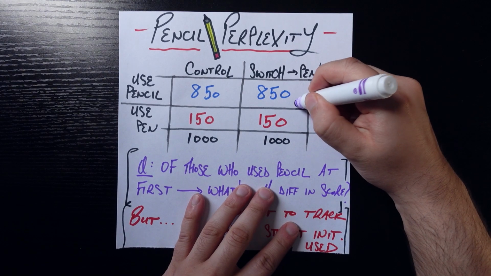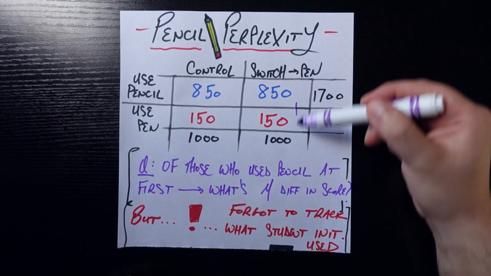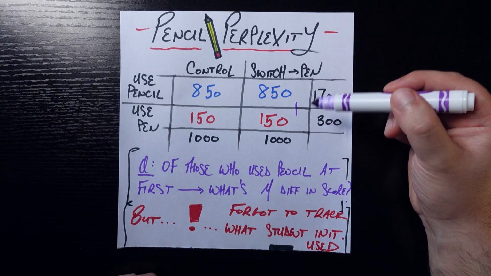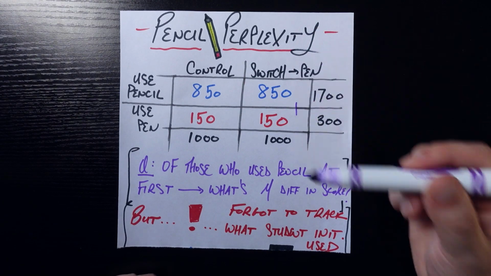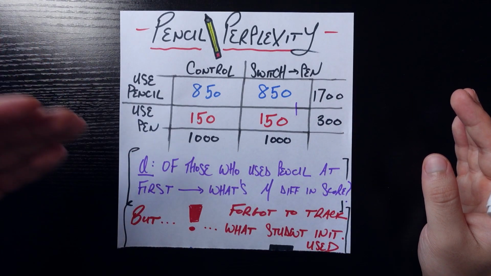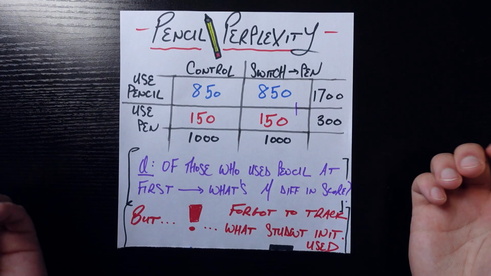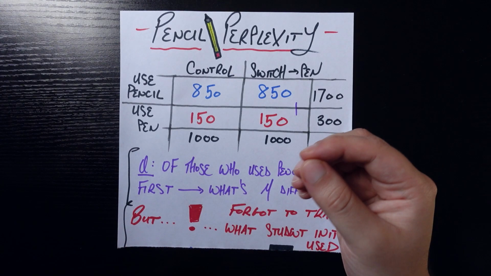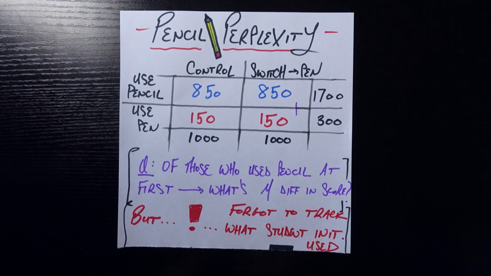The issue is looking at these two groups. Both of them would have ended up using pen on the exam because that's the group they were in. But we don't know which of these students initially used pencil and which initially used pen. So it kind of seems like we're stuck. Do we just have to rerun this experiment? The answer, using some clever but simple math, is actually no.